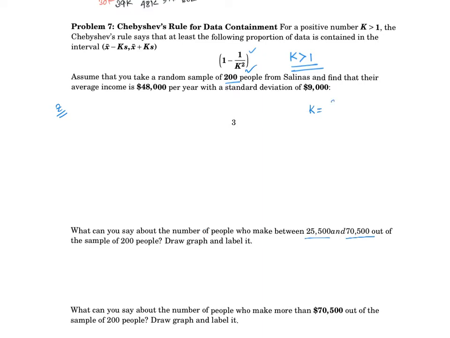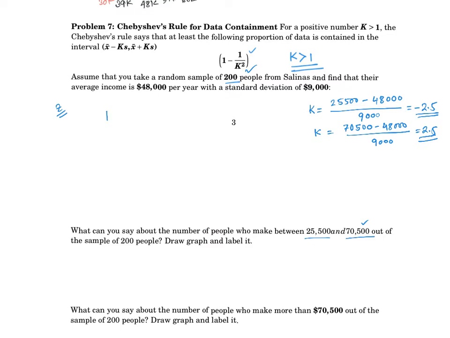So it's going to be 25,500 minus 48,000, all of it divided by 9,000. And I think, if I recall correctly, it's negative 2.5. Similarly, you can check for 70,500: 70,500 minus 48,000, all of it divided by 9,000. K is going to be positive 2.5. That's how I designed the problem. Now, your K is 2.5. By the way, it really doesn't matter what the sign of K is. Just make sure that one is positive and one is negative, then you are okay.